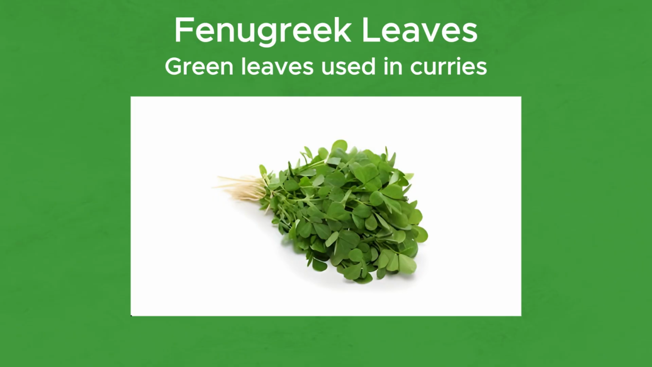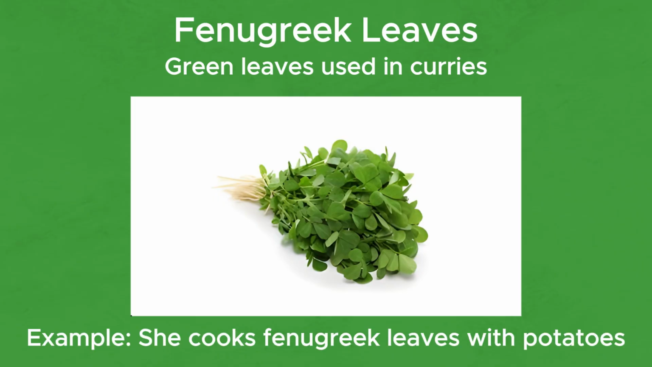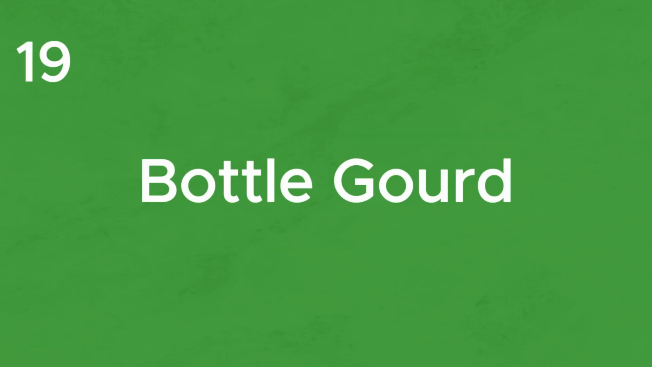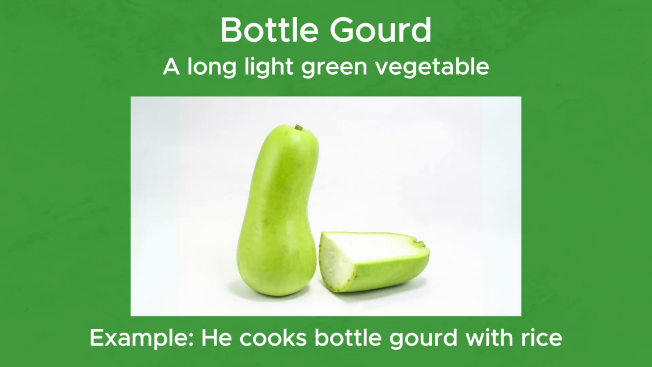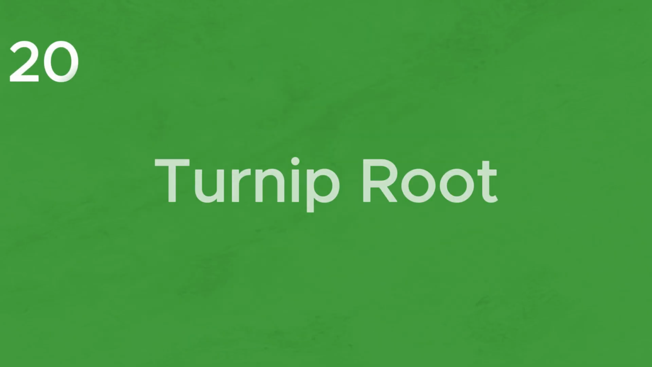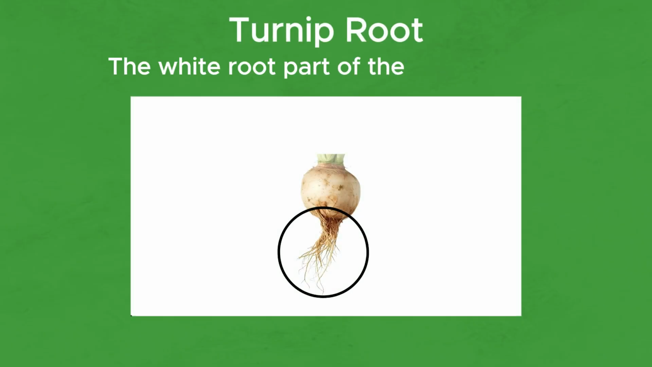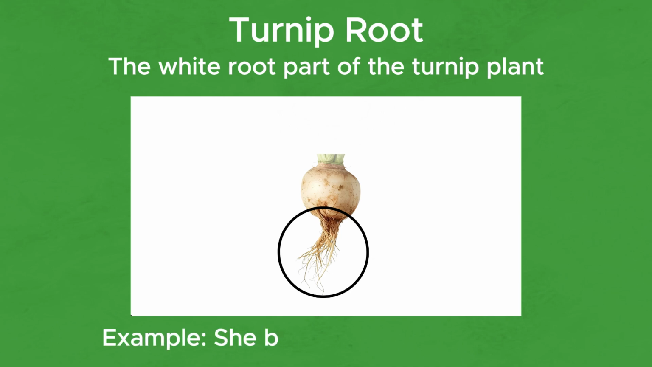Fenugreek leaves. Green leaves used in curries. Example, she cooks fenugreek leaves with potatoes. Bottle gourd. A long light green vegetable. Example, he cooks bottle gourd with rice. Turnip root. The white root part of the turnip plant. Example, she boils turnip root for soup.